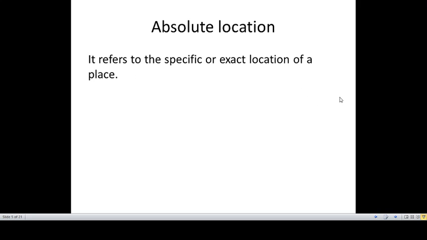The next one is the absolute location. When you say absolute location, it refers to the specific or exact location of a place, like, for example, the one that I told you earlier. You need to be specific so the people will locate your exact position.